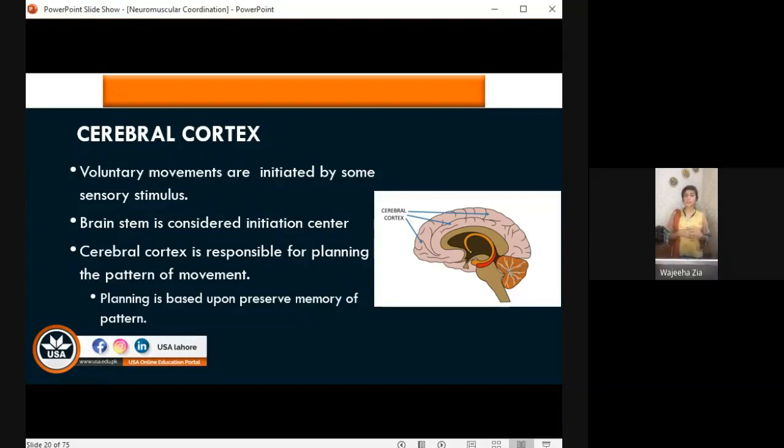If you are sitting and going outside the room, you're planning from sitting to standing, then walking, and then going out of the room. The total planning is by the cerebral cortex, and this planning is preserved in the cerebral cortex. Throughout our life, we are doing different activities. When we keep on doing the same activities, the repetitions will add those patterns in the cerebral cortex. So the cerebral cortex is responsible for all the planning of our integrated activities.